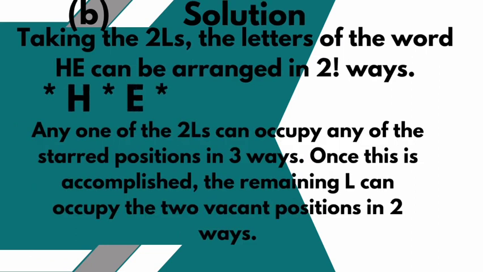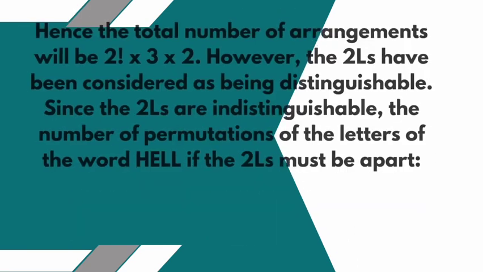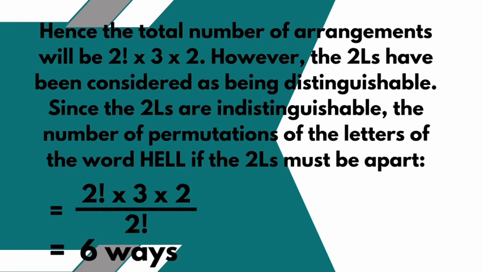This means that when one of the L's occupies any of the starred positions in 3 ways, you have 2 factorial multiplied by 3, and the remaining L can now occupy the remaining 2 vacant positions in 2 ways, and that gives us 2 factorial multiplied by 3 multiplied by 2. Hence, the total number of arrangements will be 2 factorial times 3 times 2.